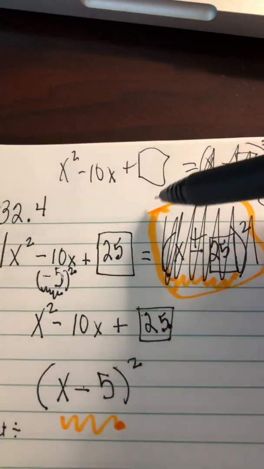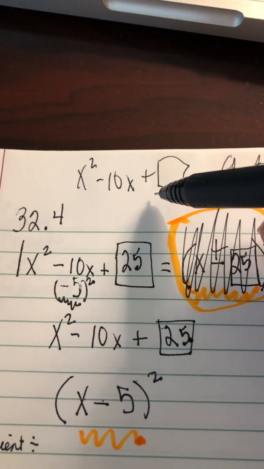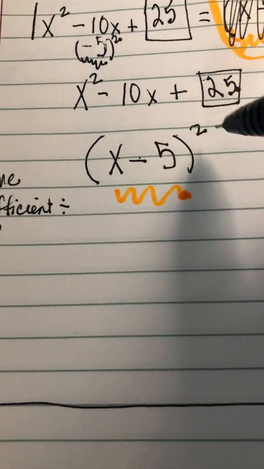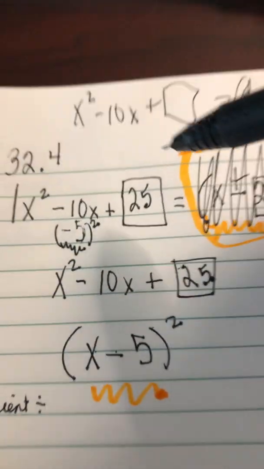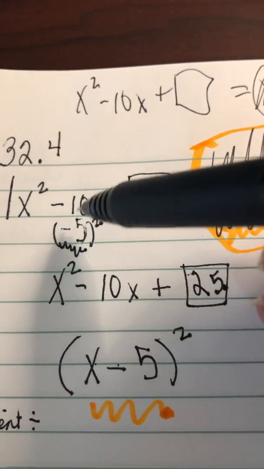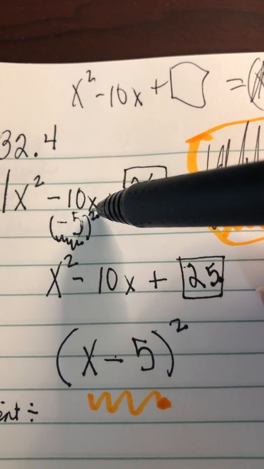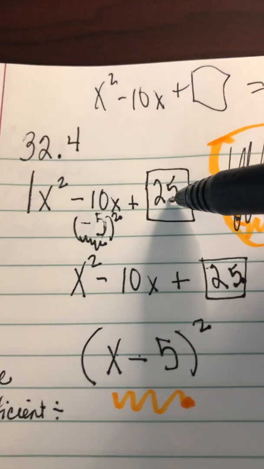I think it would have been better if they wrote it this way and then said, oh, and you're going to eventually factor it and find out what was squared. I think that would have been a better way to put it. So what you do is you take half of the middle term and you square it. And that tells you what number would go here.